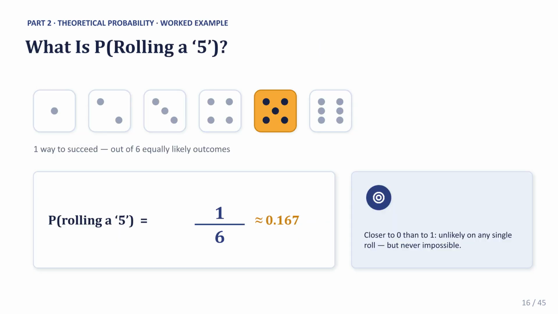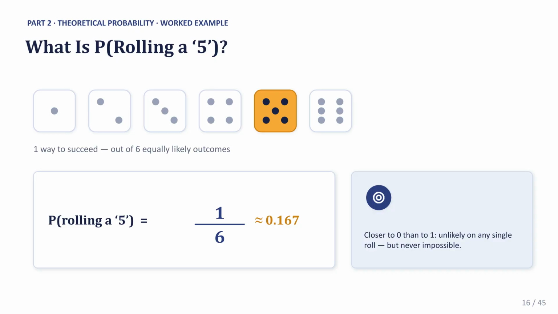First calculation. What's the probability of rolling a 5? Look at the 6 faces. Only 1, the 5 itself, counts as success. So the probability is 1 divided by 6, or about 0.167. Notice where that lands on our scale.